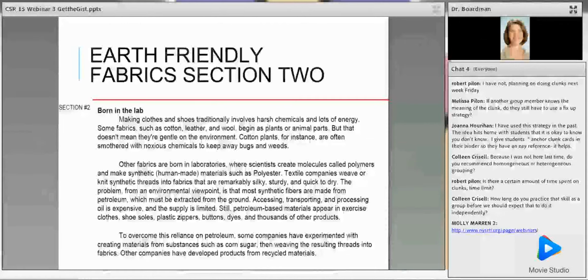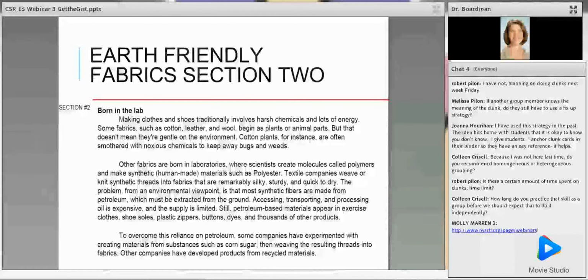Some fabrics, such as cotton, leather, and wool, begin as plants or animal parts, but that doesn't mean that they're gentle on the environment. Cotton plants, for instance, are often smothered with noxious chemicals to keep away bugs and weeds. Other fabrics are born in laboratories, where scientists create molecules called polymers and make synthetic, human-made materials such as polyester. Textile companies weave or knit synthetic threads into fabrics that are remarkably silky, sturdy, and quick to dry.